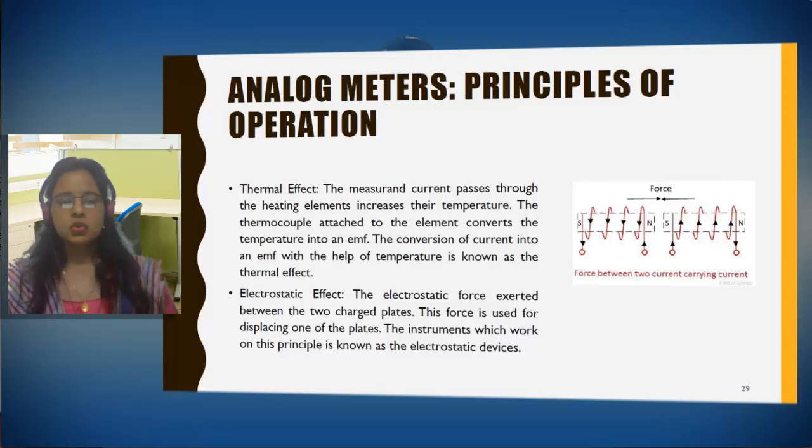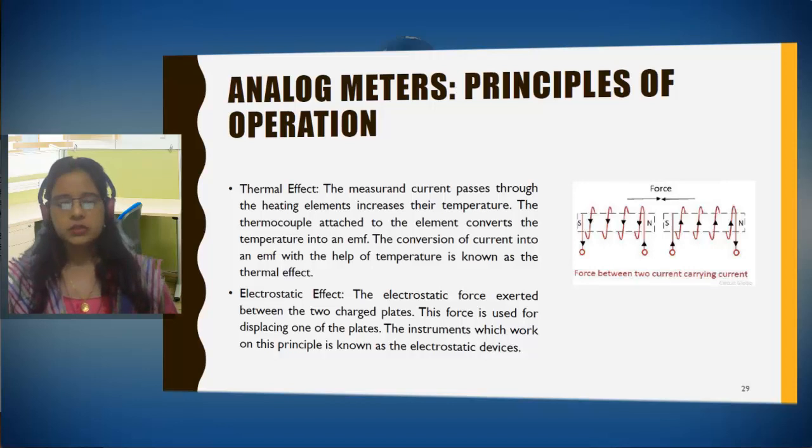This effect is known as thermal effect. So this effect is also applied in certain analog instruments. Those types of instruments are known as thermal type instruments, which will be discussed later on. Next is electrostatic effect.